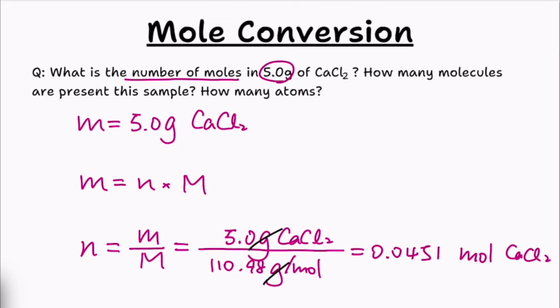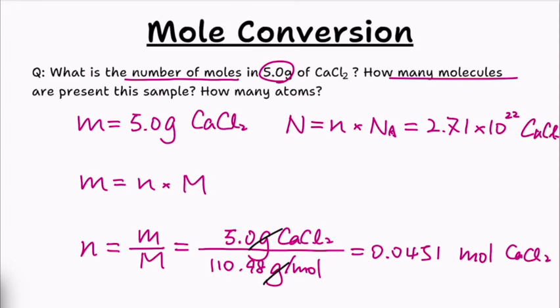And next, how many molecules are present in this sample? Calcium chloride behaves as one single unit. This is one molecule. The number of molecules of calcium chloride will be equal to the number of moles multiplied by Avogadro's number, which is equal to 2.71 multiplied by 10 to the power of 22 calcium chloride particles or molecules.